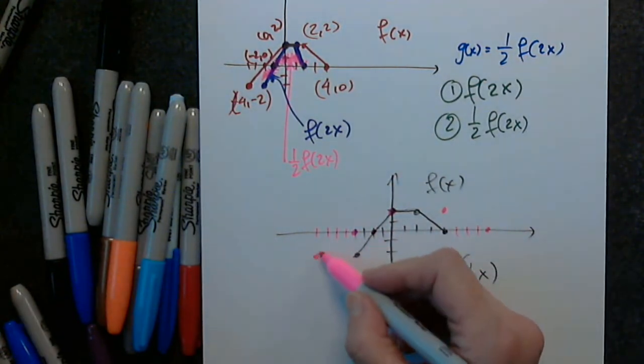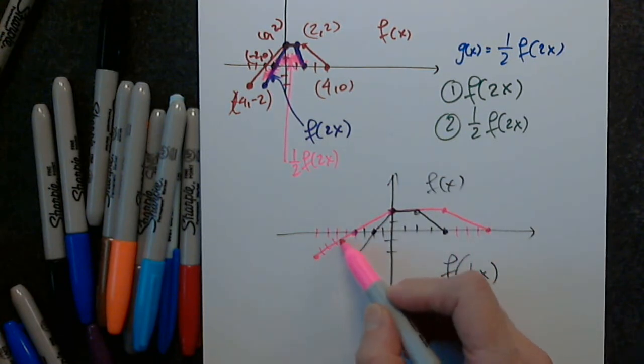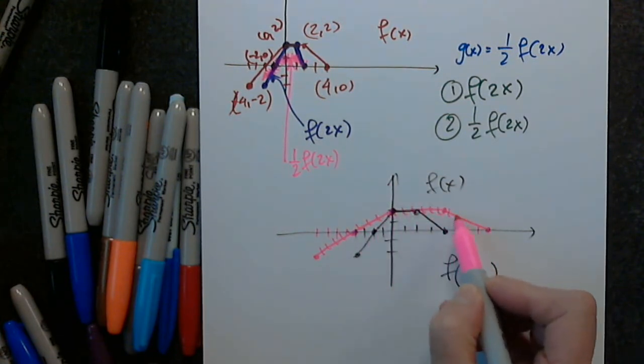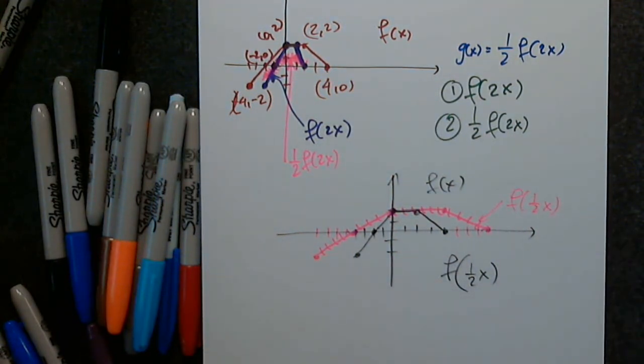Excellent. So this is the graph of f of 1/2 x. Exactly the opposite of what you would have expected. If we change x into 1/2 x, we multiply all x values by 2. If we change x into 2x, we multiply all x coordinates by 1/2, or we divide all x coordinates by 2. Questions?